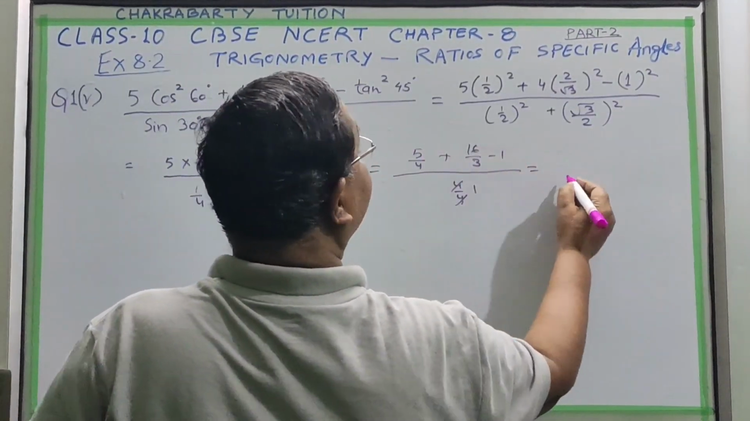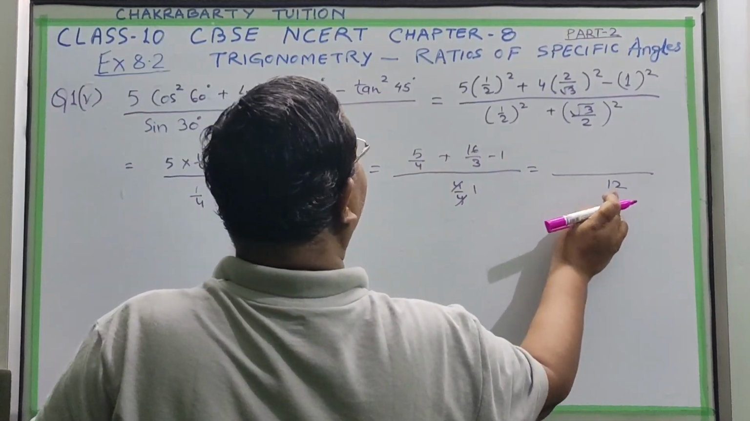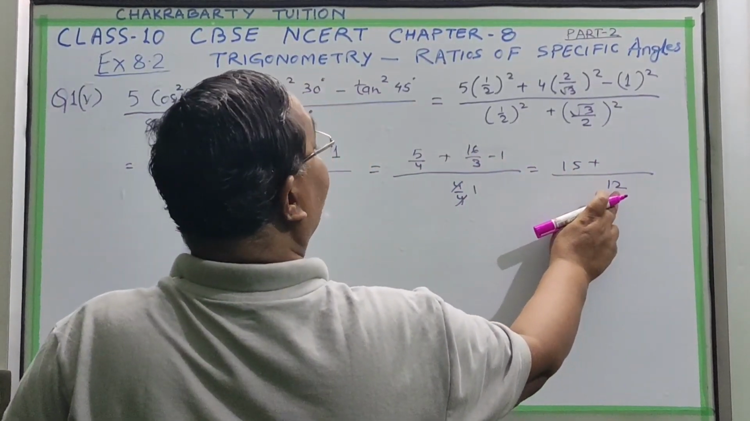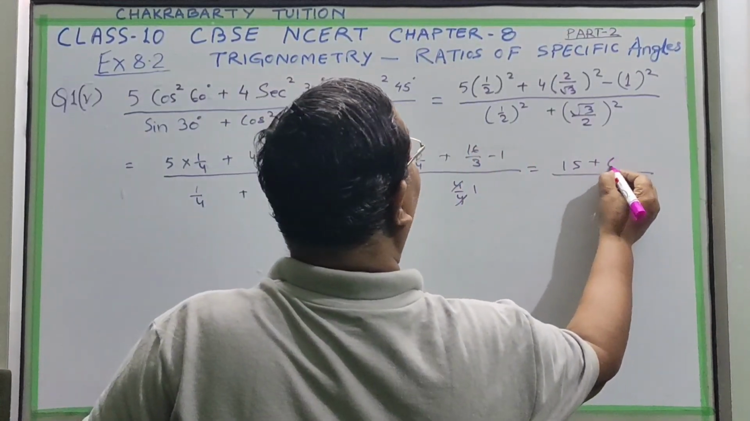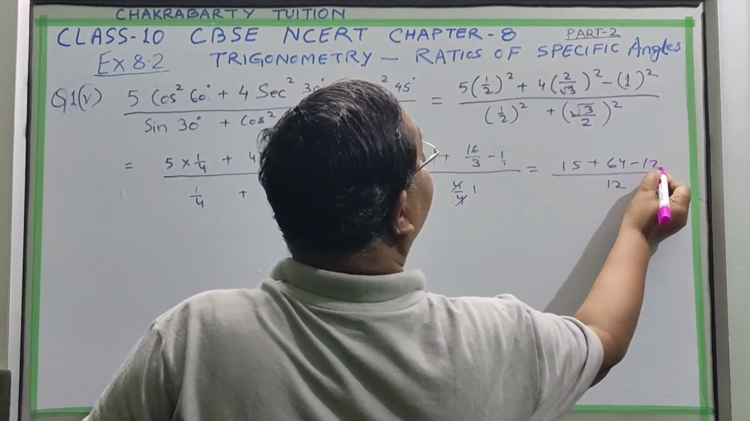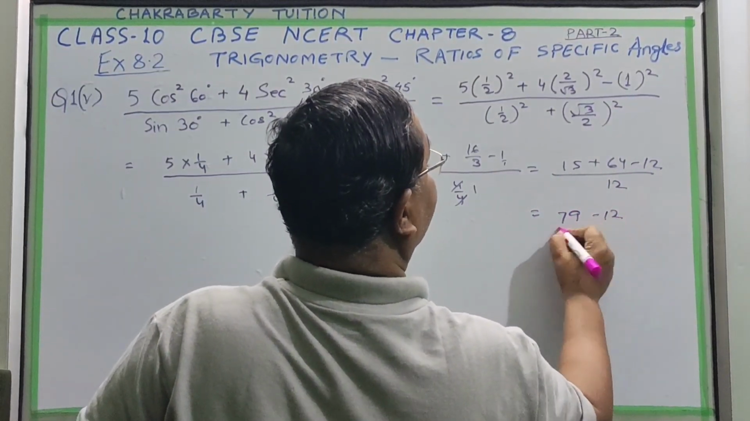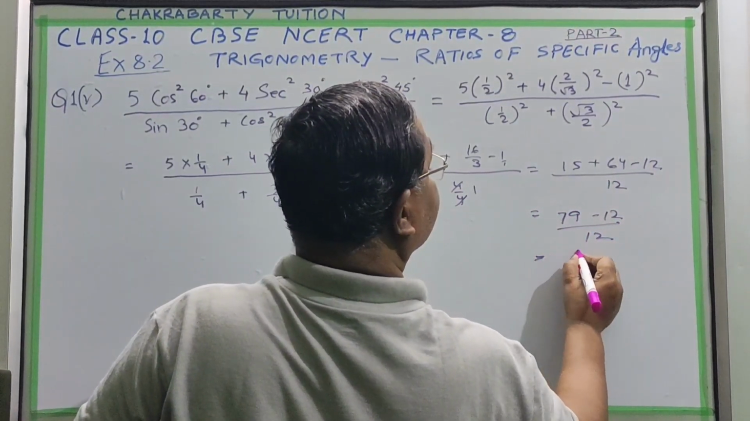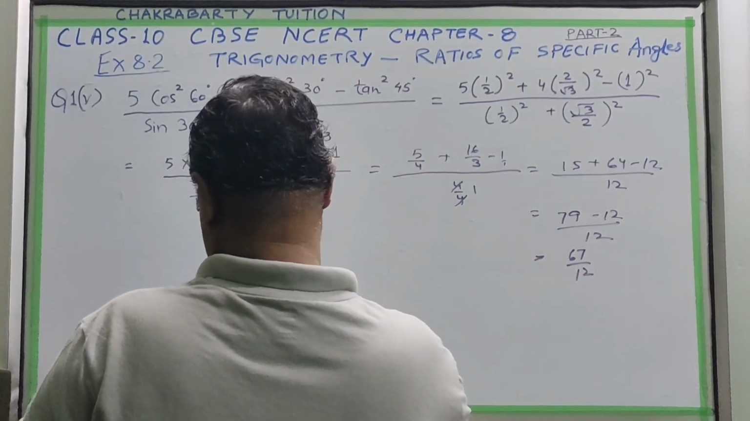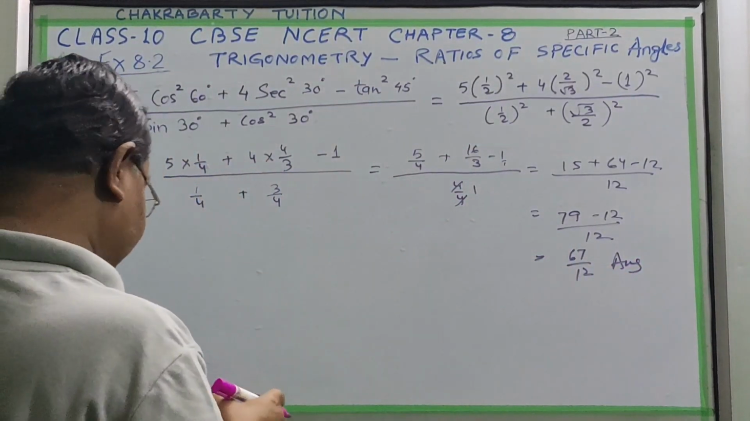We can do directly here. So we will take the LCM 12. So 4 3s are 12, 5 4s are 15 plus 3, divided by 12. 4 will come and 4 16s are 64. And here 1 is there, so 12 will come, minus 12. Okay, this is your answer. So question 1 part 5 is over.